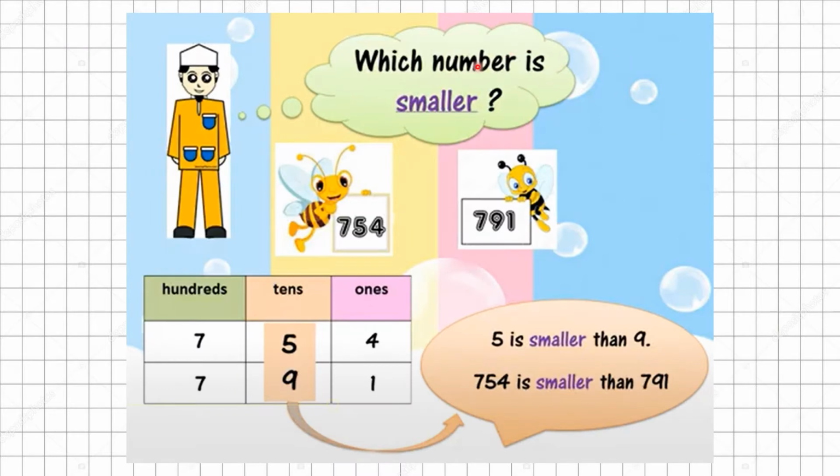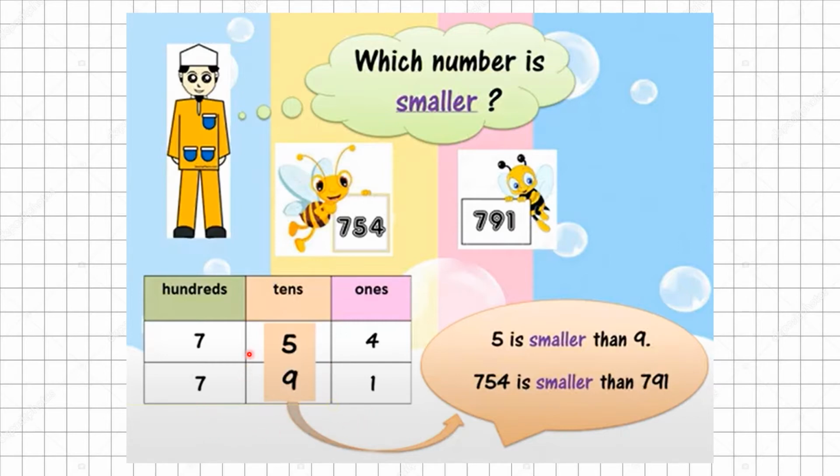Which number is smaller? Look at this picture. 754 and 791. Okay, now I'm going to use a place value chart. Okay, place value chart, we have 100, tens and ones. So we're going to write down the number, start from 100. 7, 5, 4 and 7, 9, 1.